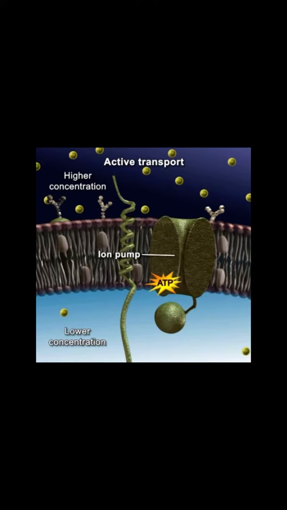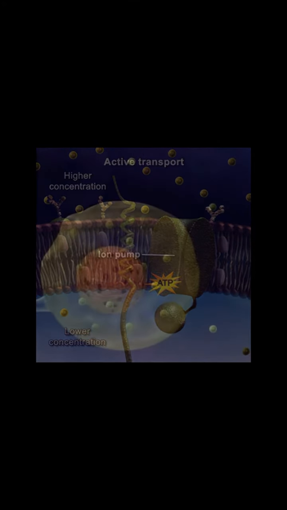Why is it necessary to pump certain substances? Because the amount of some substances in the cell is already so great, the only way to move additional substances into the cell is to pump them in.